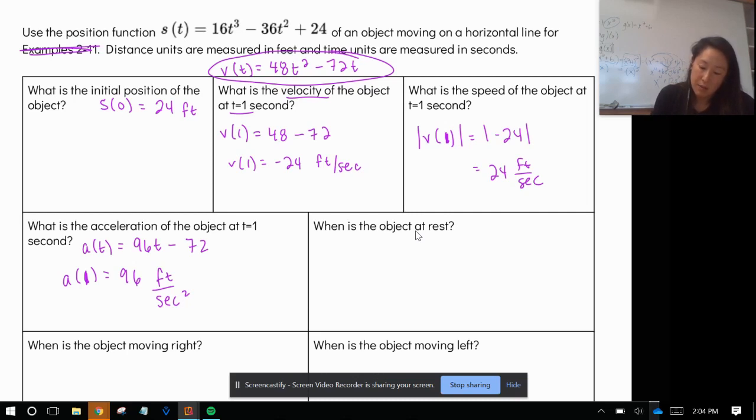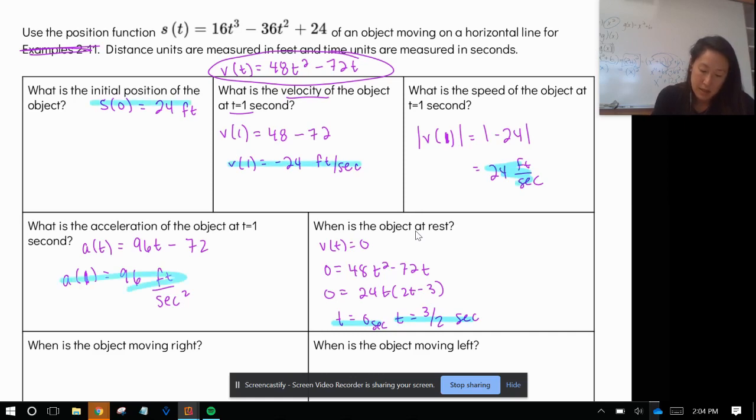When is the object at rest? So when are we not moving? When the velocity is equal to 0. So I'm going to do 0 equal to 48t squared minus 72t, which factors to 24t times (2t minus 3). So I get t equal to 0 and t equal to 3/2 seconds. So the object is at rest at 0 seconds and 1.5 seconds.